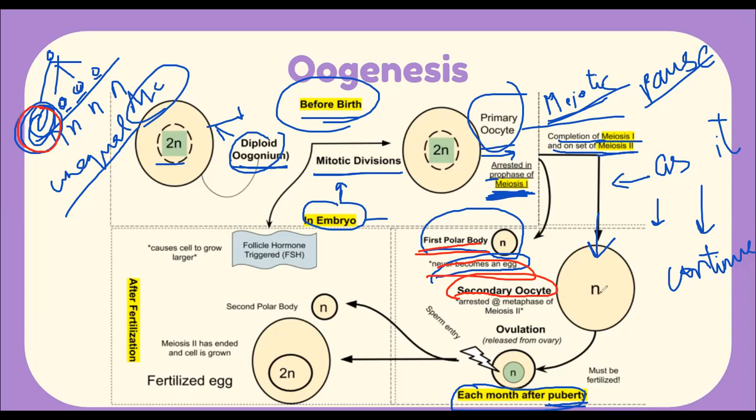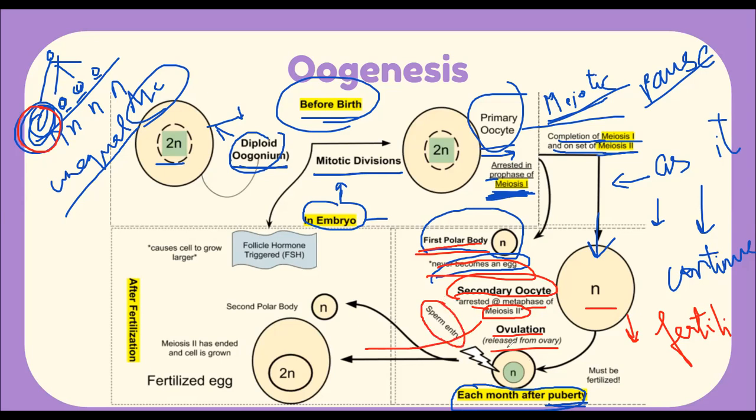Now again, there is a catch over here. This secondary oocyte is now ready to be fertilized, meaning the sperm can come and fertilize this egg and a zygote can be formed. This egg is released from the ovary. We just saw the process of ovulation. But now this secondary oocyte is again arrested at the metaphase of meiosis 2. The prophase and metaphase have been done. The remaining phases, anaphase and telophase, will be carried out after sperm entry.